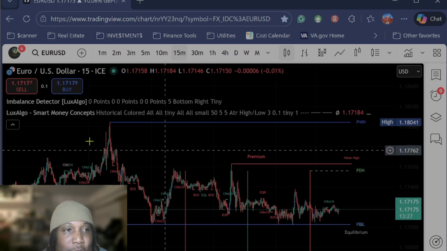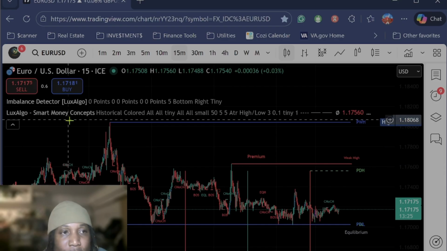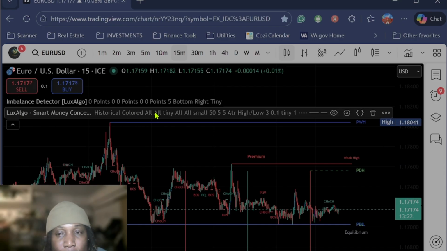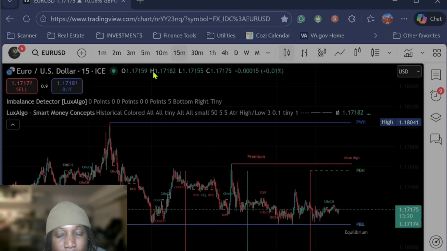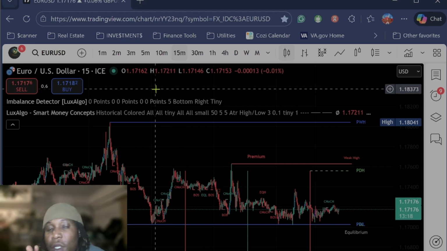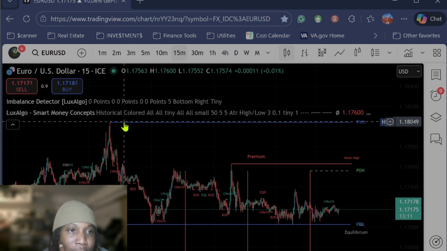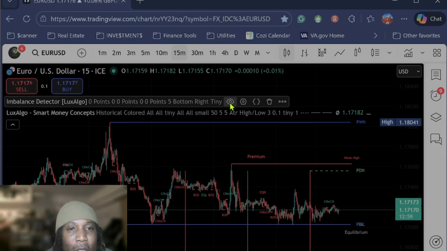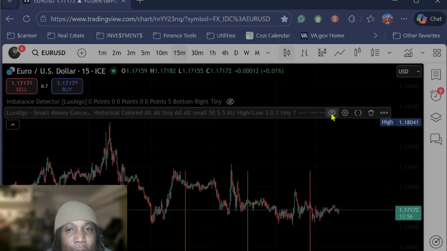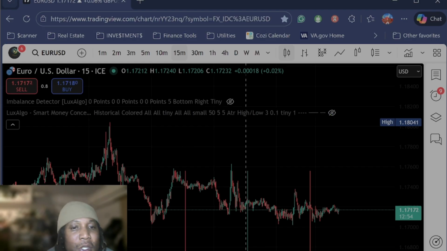So anyways, as you could see on my chart, I have two indicators on the chart. This one is called the imbalance detector by LuxAlgo, and LuxAlgo Smart Money Concept. Those two indicators. Without these indicators, this is what you're gonna see, a blank chart.